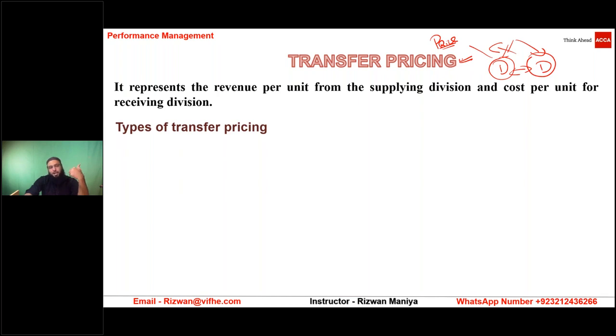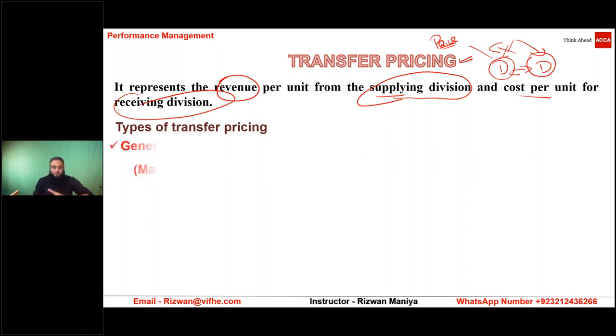You call this a selling price when you sell in the external market and transfer price when you sell internally. So it represents revenue for the supplying division and cost for the receiving division. Okay. Now there are different ways to set this price.